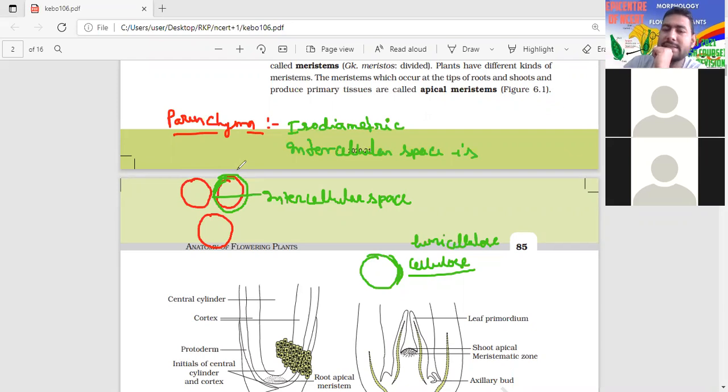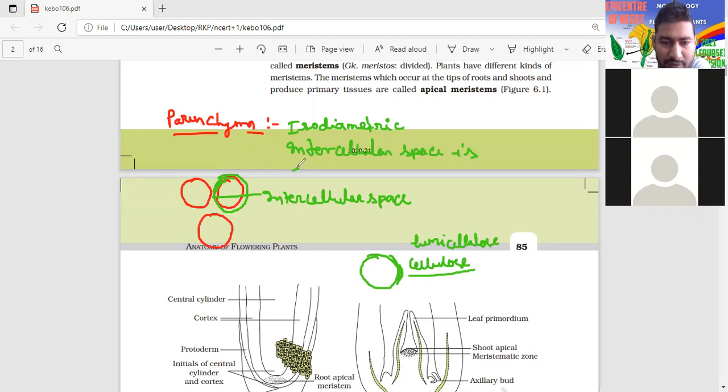Why do parenchyma cells have the intercellular space? Due to less deposition in the cell wall. Only the primary cell wall forms, because the basic function of these cells is again to perform the function. In this way, intercellular spaces are found in the parenchyma.